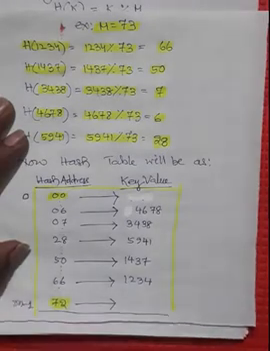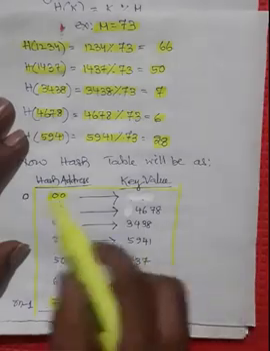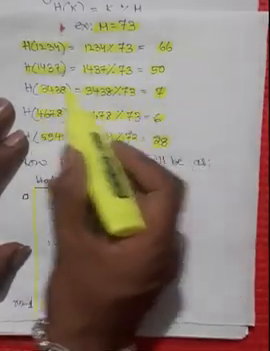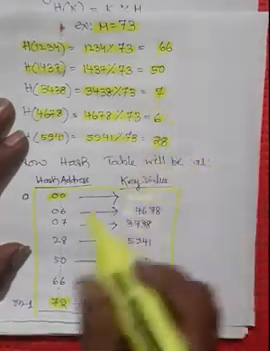Okay, because that is the total number of possible remainders. So that is the capacity of this particular hash table. Now in this table, observe here that the key address 7 is generated.